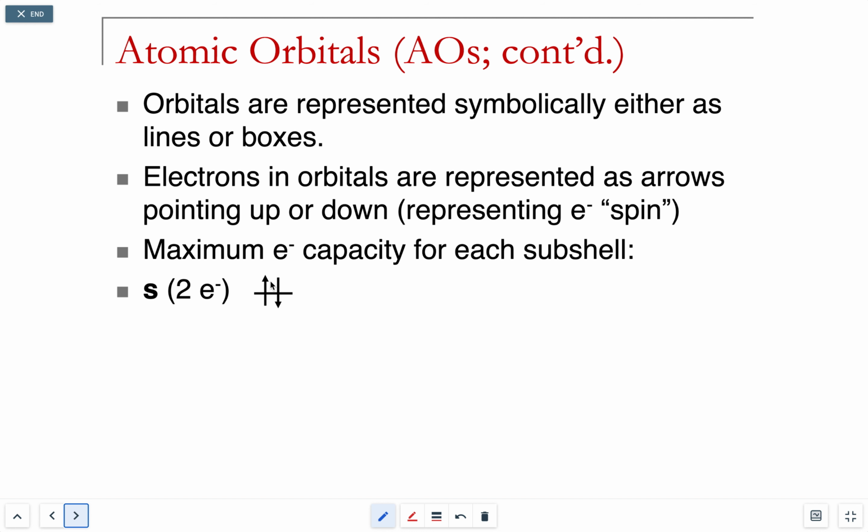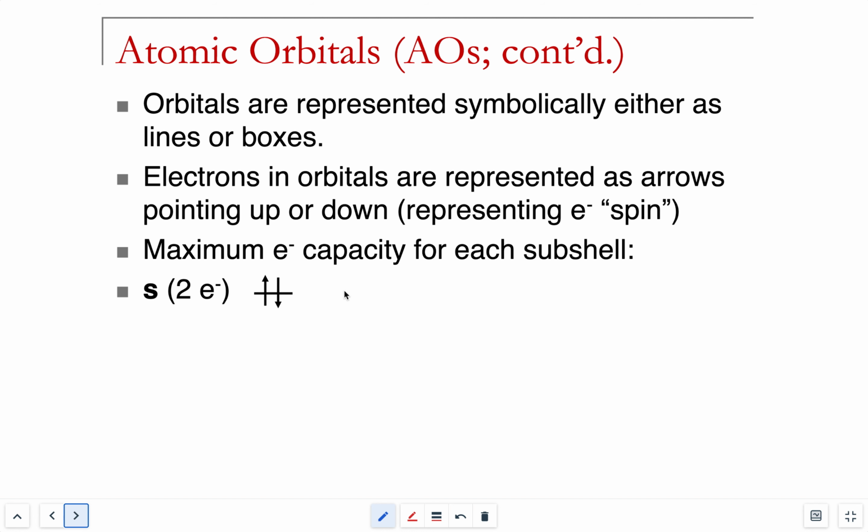So what are the arrows' directions representing? Well, they're representing a property called the spin of the electron. A spinning particle, or any particle that has charge that's moving, generates a magnetic field. So a spinning electron will generate a magnetic field in a direction 90 degrees to the orientation of the spin. If it's spinning to the left, we can imagine a magnetic field pointing up, and if it's spinning to the right, we can imagine a magnetic field pointing down. So that's really what they're representing.